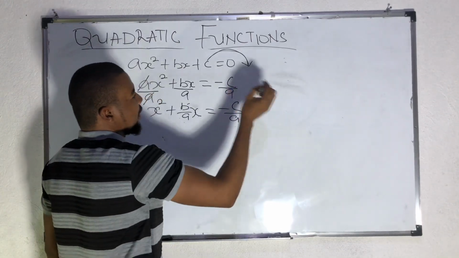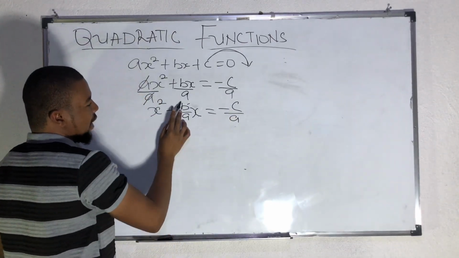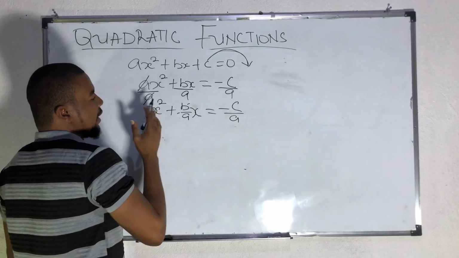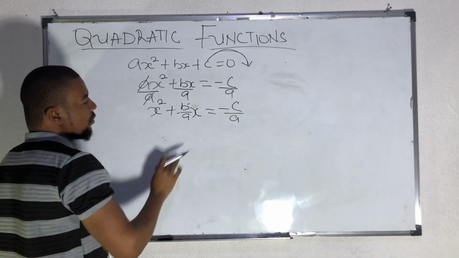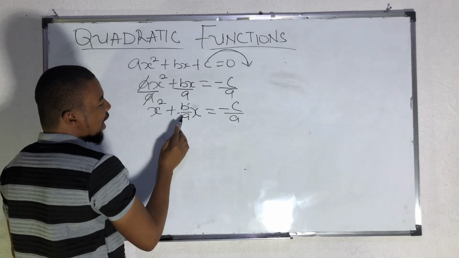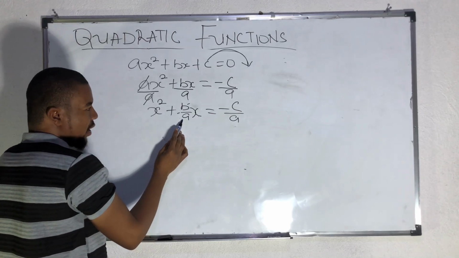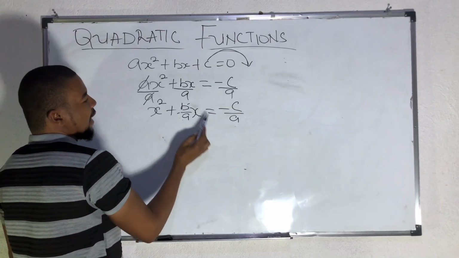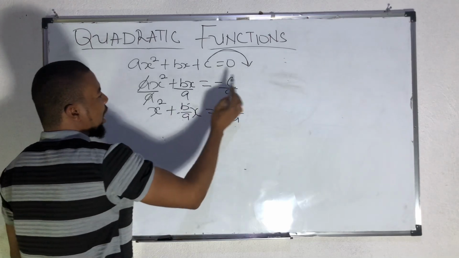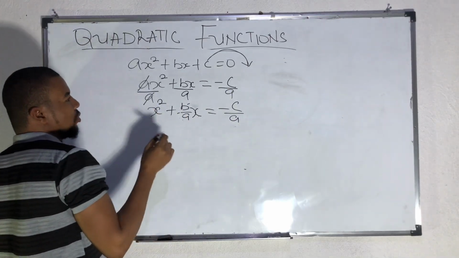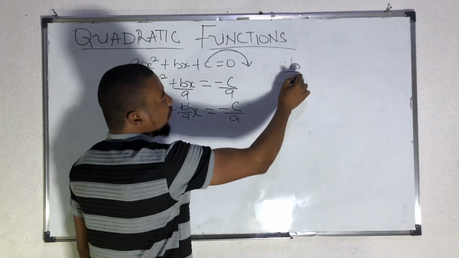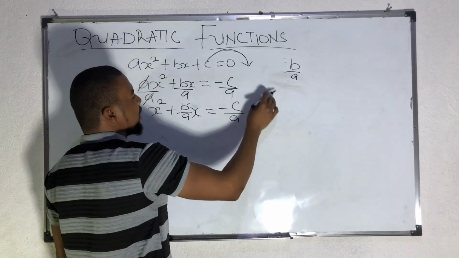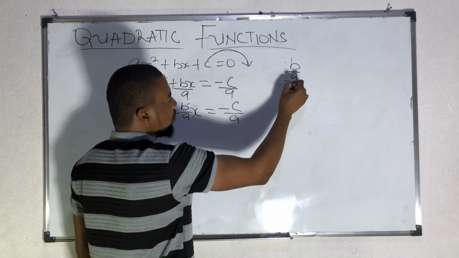So the rule says get half of the coefficient of x, square it, and add to both sides of the equation. Now, what does that mean? We are simply going to get half of b over a, square that half, and add to the left, and also add to the right. Let's do that. For example, let's say you have b over a. What is half of b over a? It's as good as dividing b over a by 2.